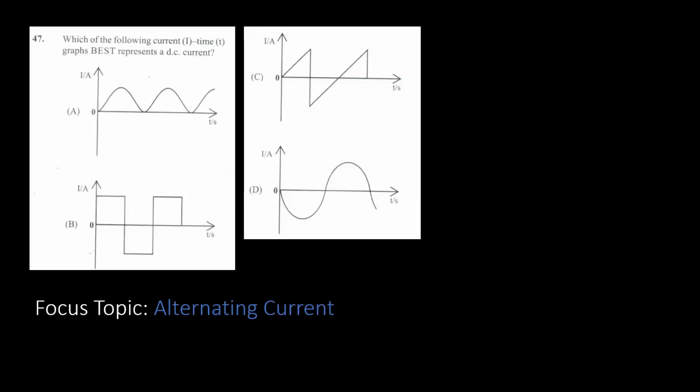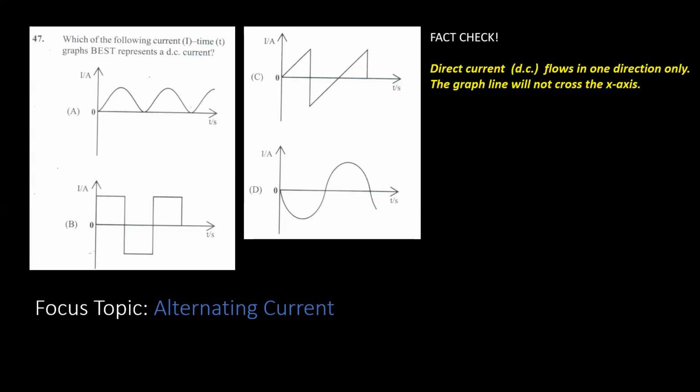Number 47, which of the following current-time graphs best represents a DC current? For DC current, now DC means direct current, and in direct current, the flow of charges remains in the same direction at all times, which means that the graph line does not go beyond one segment of the graph. So the only graph that shows this description is A.